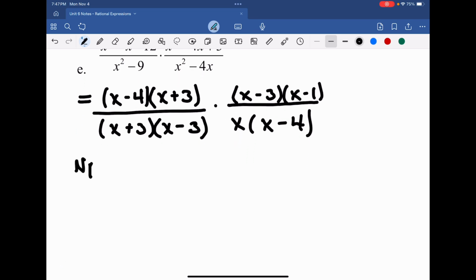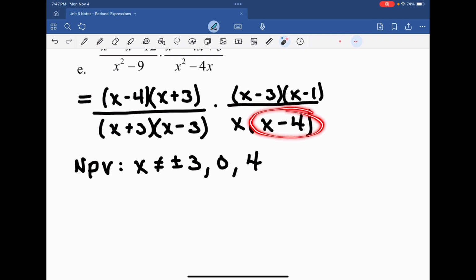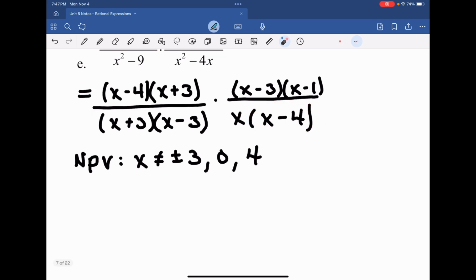Now, again, we want to state our MPVs, so we're going to sandwich that right in the middle of our steps here. I'm going to write that x cannot equal, if it's plus or minus 3, it's going to eliminate those first terms. If it's 0, it's going to wipe out that third term here. And then lastly, we want to make sure that x is not equal to 4, because if it's equal to 4, it's going to wipe out that final binomial and make it 0.